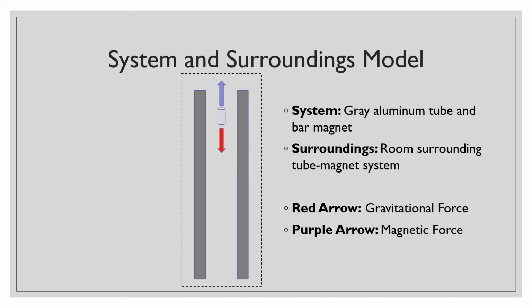The systems and surroundings are shown. The system is the gray aluminum tube and the bar magnet, and the surroundings are just the room surrounding the tube magnet system. The red arrow represents gravitational force, and the purple arrow represents magnetic force.